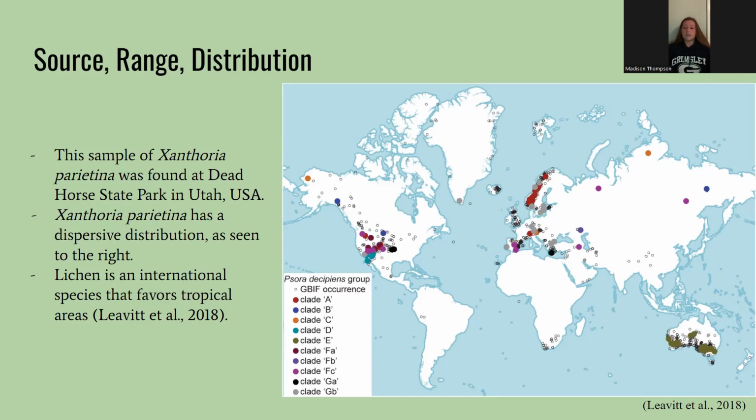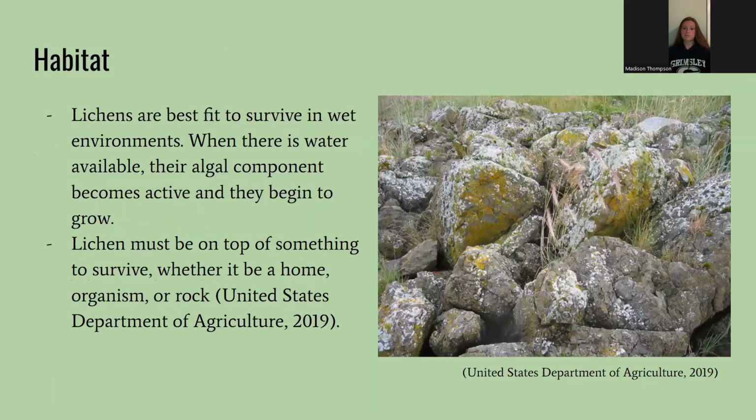So by this image, we can tell that it's clumped and dispersive because it's spread out across the world, but there are some places like the Midwest, Southern Australia, and Northern Europe where there's a whole lot of it, despite there being very little in other parts of the world, if any. So it is an international species and it does favor tropical or desert areas.